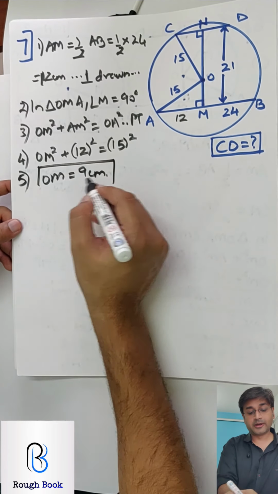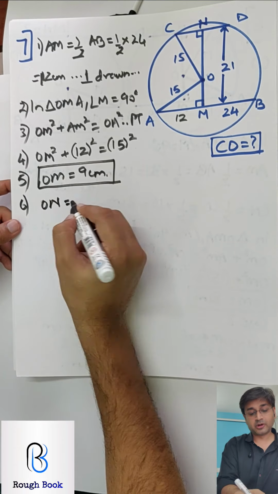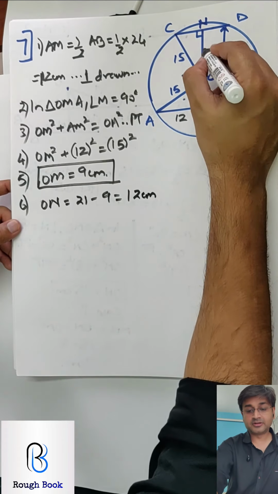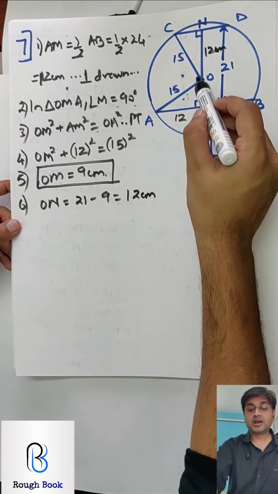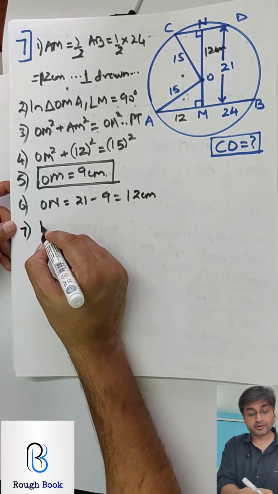Now that you got your OM, it's very simple to get ON. So therefore ON will be 21 minus 9, that is 12 centimeters. So we managed to get this. Now apply Pythagoras, get CN. Come on, pause at least now and try it on your own.